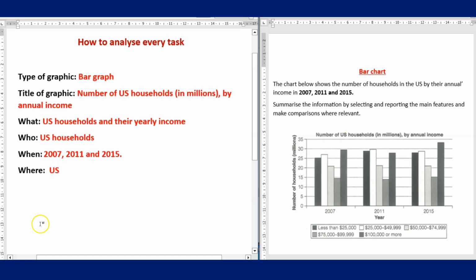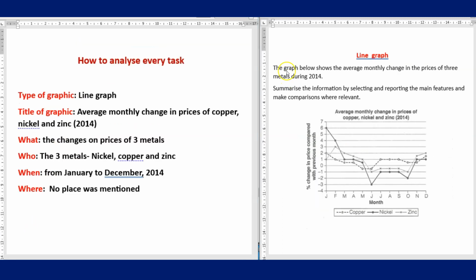All right, let's look at another chart using the same question types. We have a line graph here showing the average monthly change in the prices of 3 metals during 2014. So it tells us to summarize the information by selecting and reporting the main features and make comparisons where relevant. So we've been able to get this question, and we are going to analyze using the questions that we have been using. So we ask ourselves, what type of graph is it?